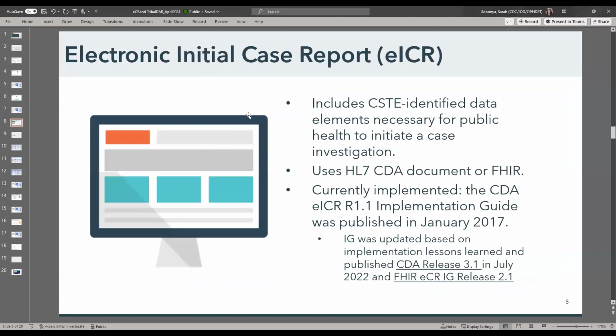So we talked about this electronic initial case report. So what is an electronic initial case report? They include the CSTE identified data elements necessary for public health to initiate a case investigation. You can see for yourself the implementation guide. This is available online. It's either an HL7 CDA document or FHIR.